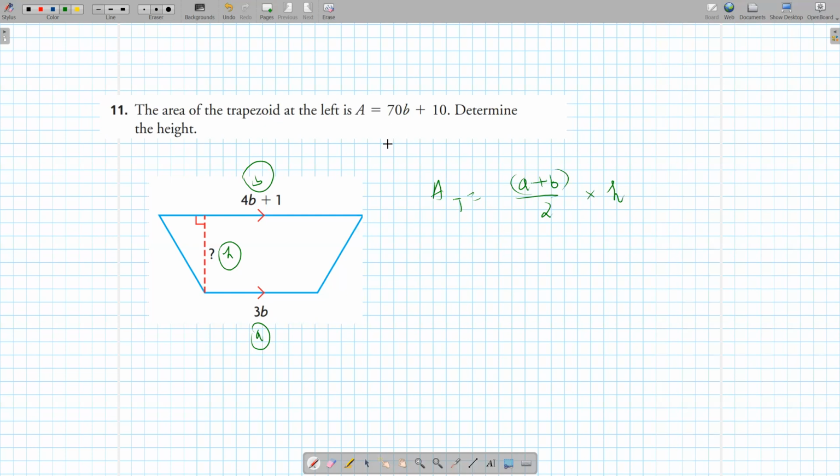So now this is gonna turn into an equation. They have given us the area. That's 70b plus 10. And we're gonna add these up. So a is 3b plus b is 4b plus 1, divided by 2 times the height. There we go. Something like that. How do we solve this equation for height, for h?